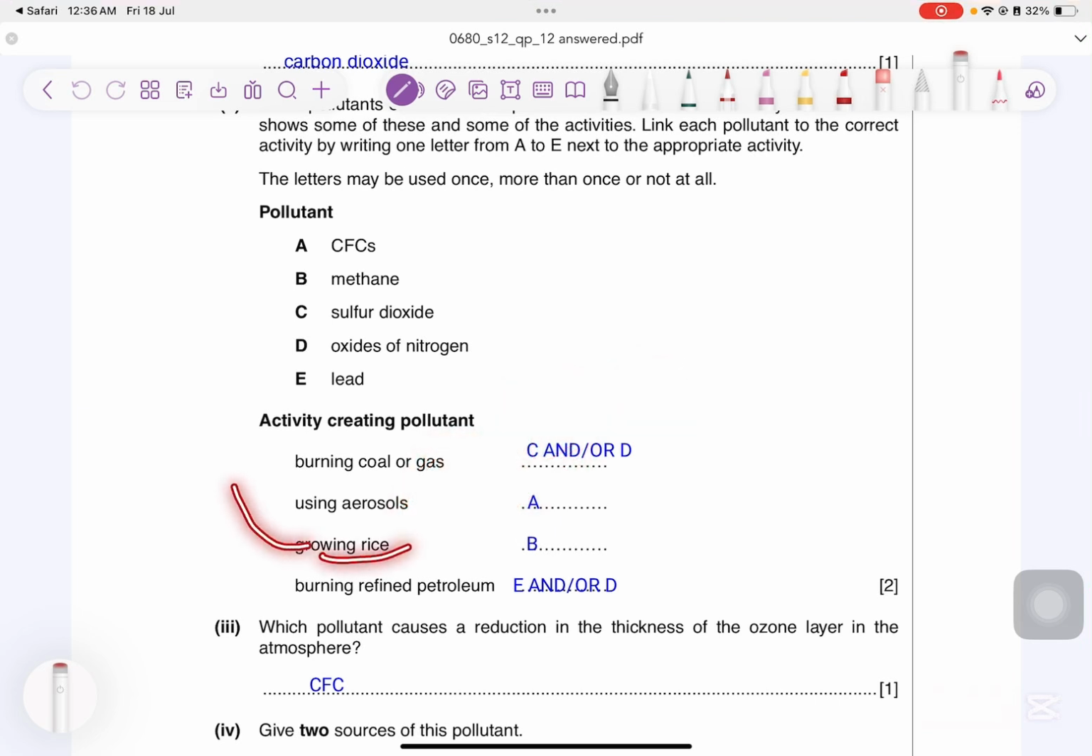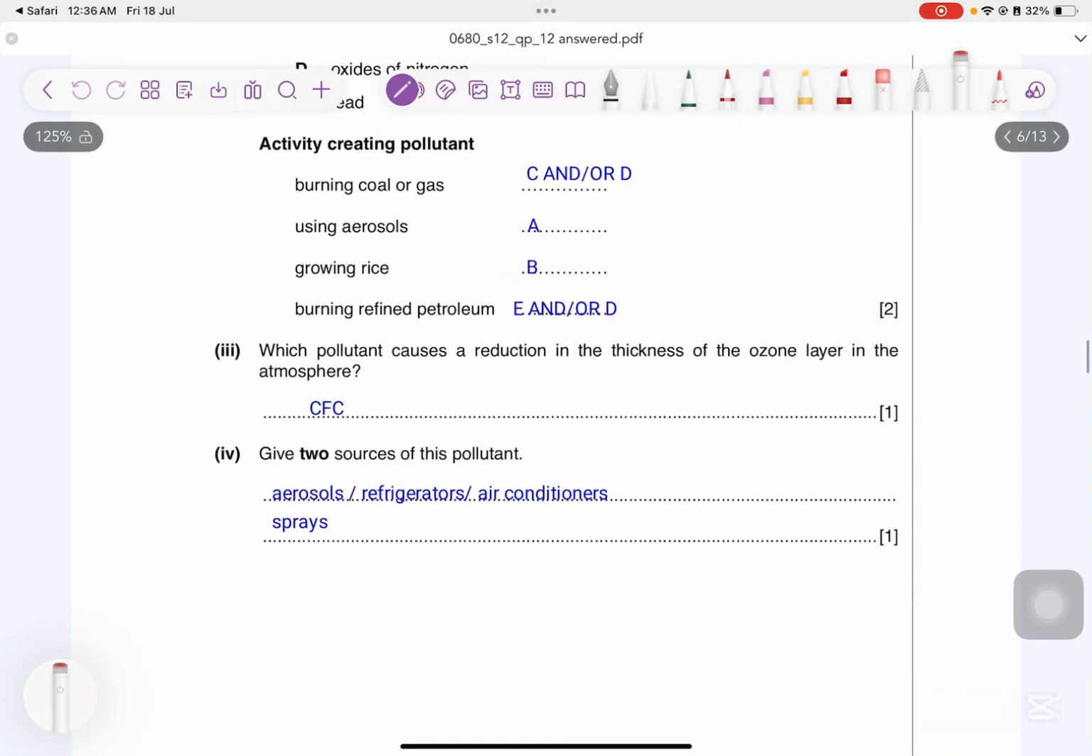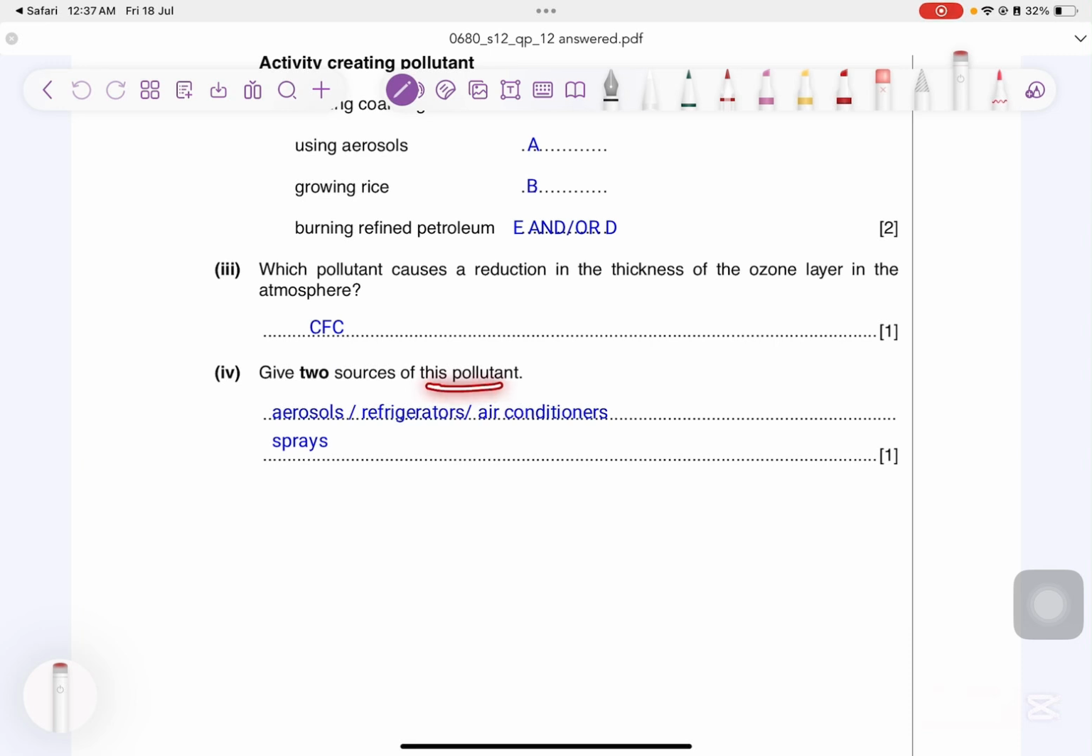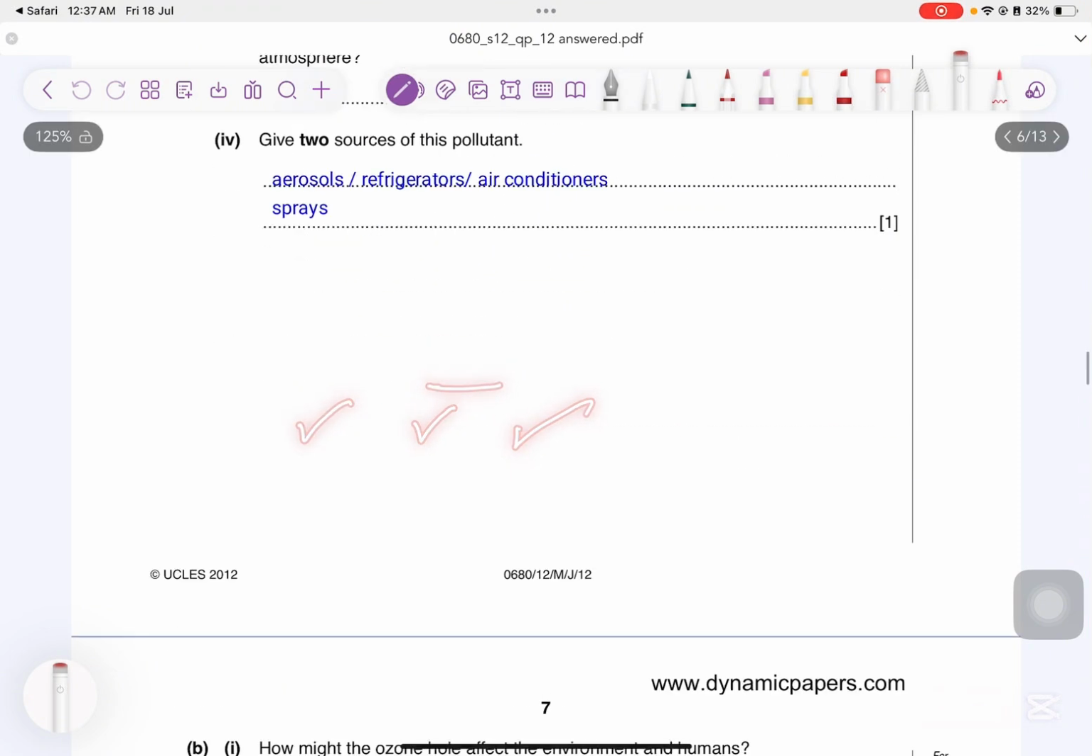Growing rice, definitely methane, and kettles also release methane. Burning refined petroleum releases lead and oxides, but mainly nitrogen oxide, not sulfur dioxide. Sulfur dioxide is mainly released by fossil fuels, coals and gases. Which pollutant causes a reduction in the thickness of the ozone layer? CFC. Give two sources of the CFC pollutant: aerosols, refrigerators, and ACs.